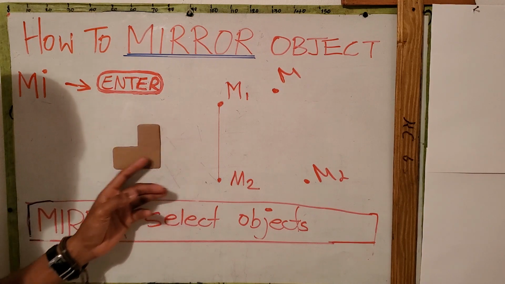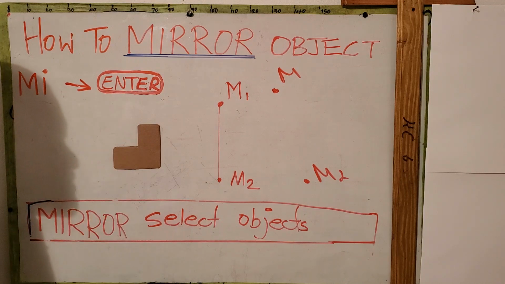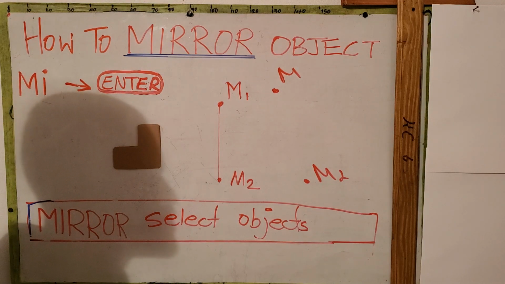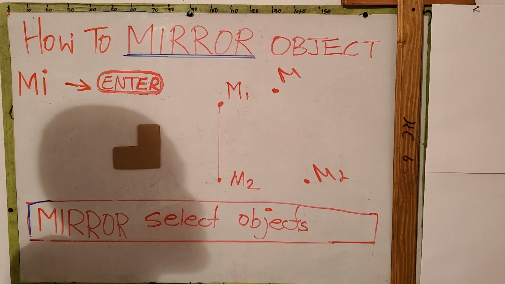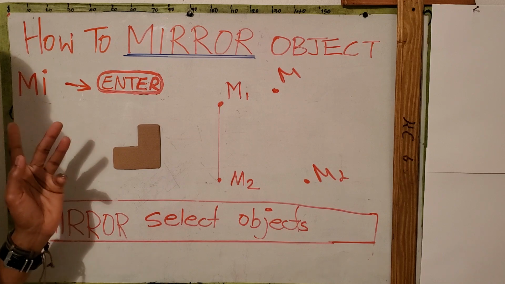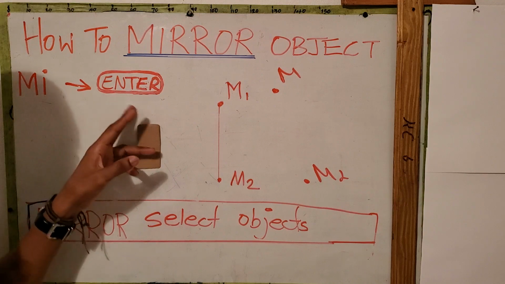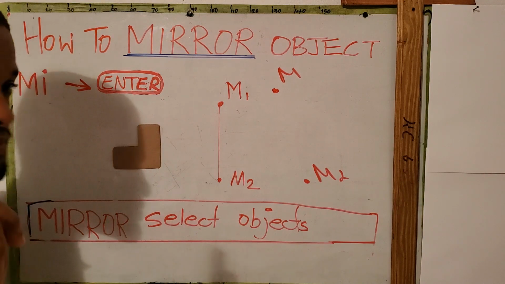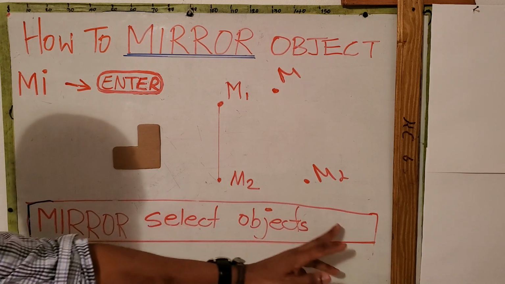How do we mirror this object to some place over here? By now you should realize that Sir only uses shortcut keys. Yes, I honestly do not remember those icons on the ribbon per se. These are too easy and convenient. MI, mirror. So first you would type MI for mirror, followed by the enter key or the space bar.